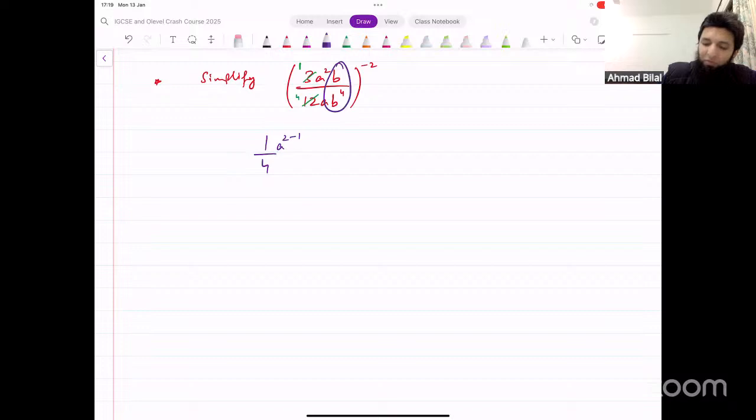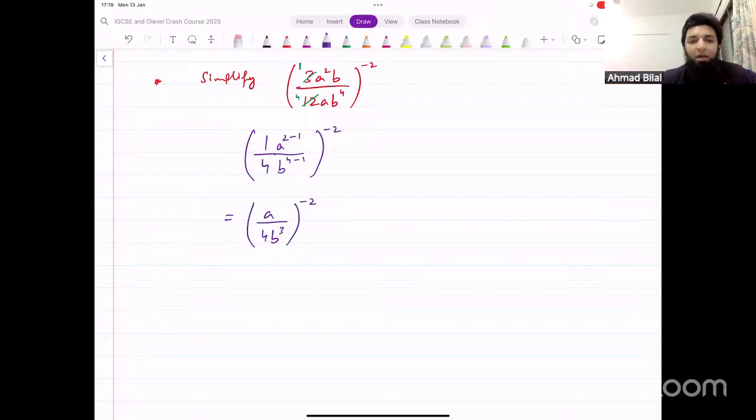And then for b, the bigger power is in the denominator. So what you can do is in the denominator, you can write b raised to power 4 minus the power that you have in the numerator, that's 1, and then whole raised to power minus 2. Okay, let's simplify this further. In the numerator, we've got a power 1. In the denominator, we have 4b cubed, and then whole raised to power negative 2. Now, what do we do with this power negative 2?